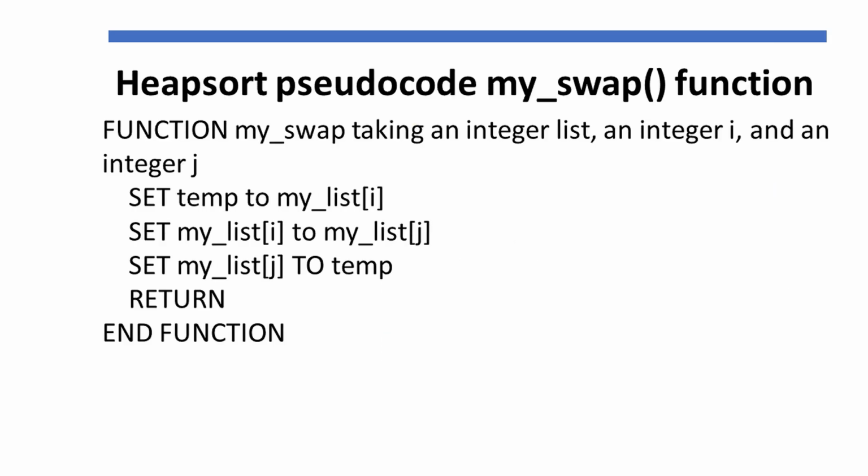Swapping the value in the child node with the value in the parent node is done by calling the MySwap function. The MySwap function swaps the values in the two nodes. A temp variable holds the value at position I, since this item in the list will be overwritten with the value at position J. The value at position J in the list will be then assigned the value stored in temp.